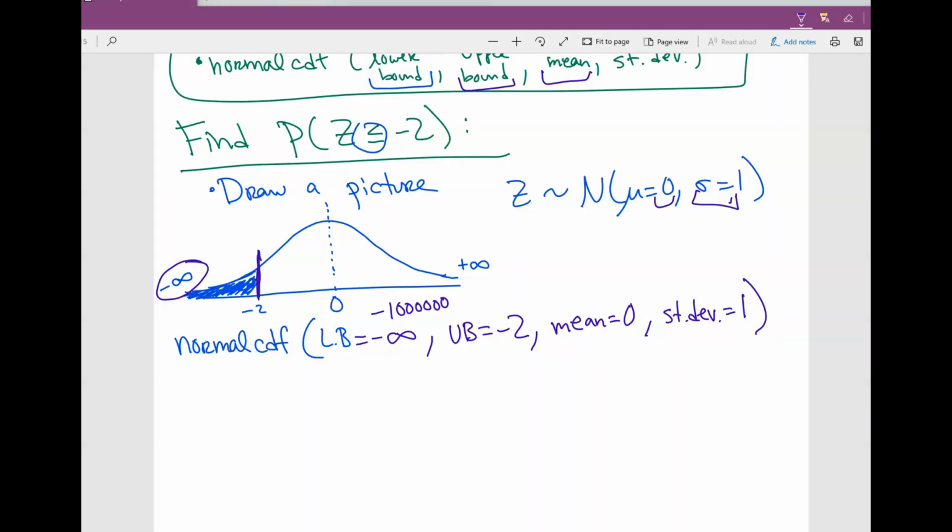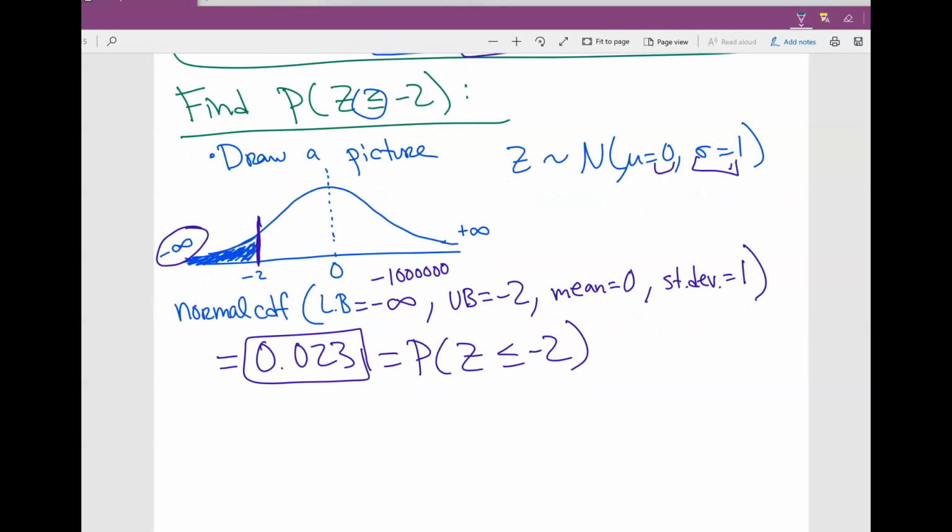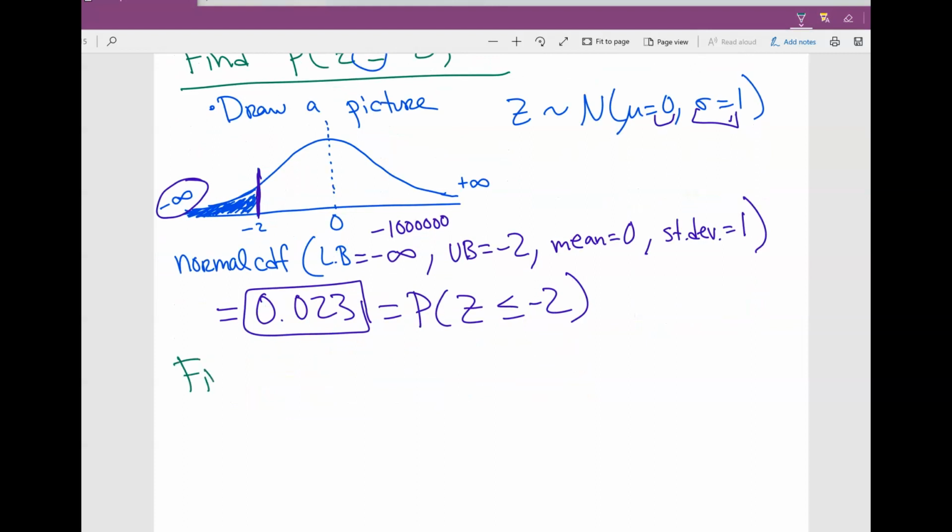0.023. So my probability of this is going to be 0.023. That is going to be the probability of z being less than or equal to negative 2. That's what that is. All right, now let's find this probability. Find the probability of z being greater than or equal to 2.